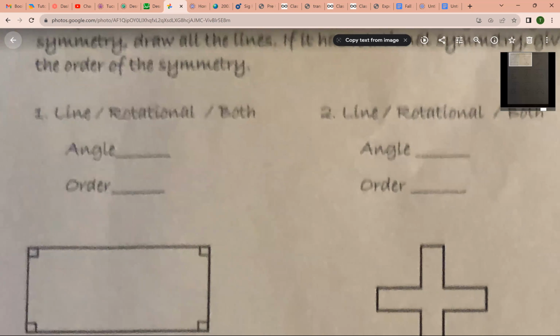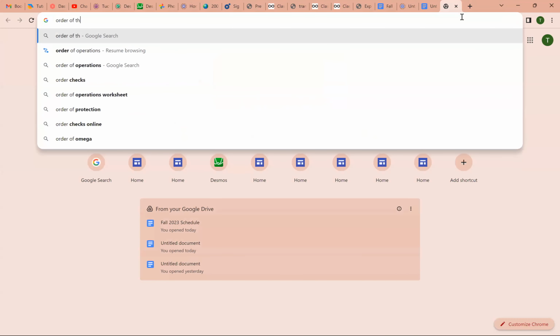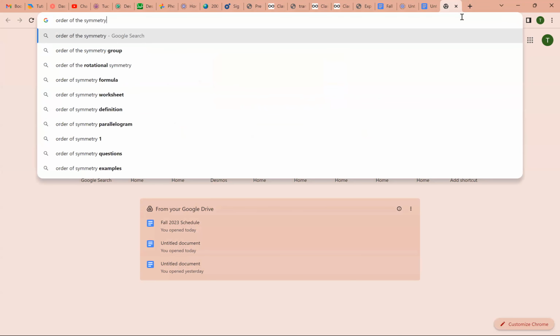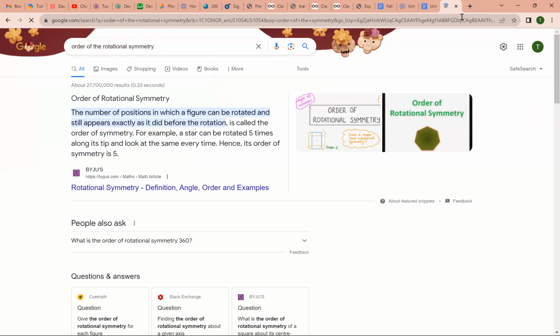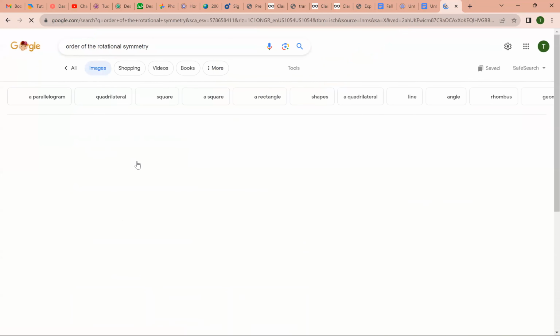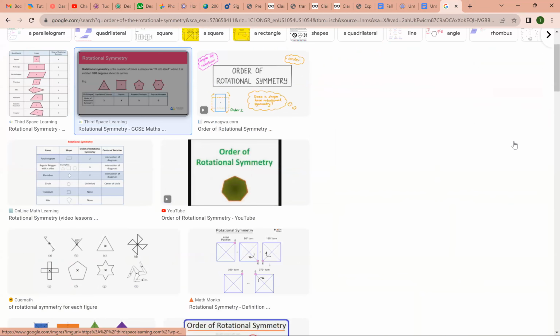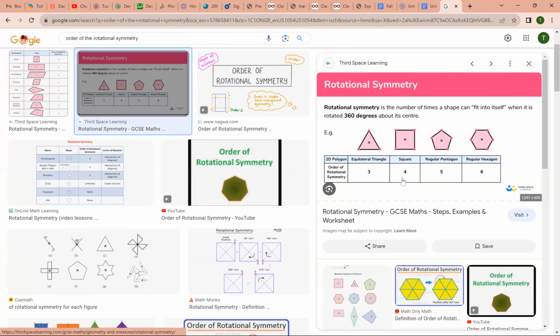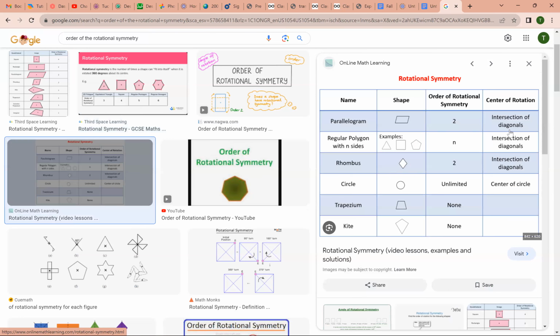symmetry. Okay, any idea what your instructor means by order of the symmetry? Order? No. I have to do a quick search on that. All right, let's see if there's a quick image on this. The number of times a shape can fit into itself when it's rotated 360 degrees. Okay, I think I've got it.